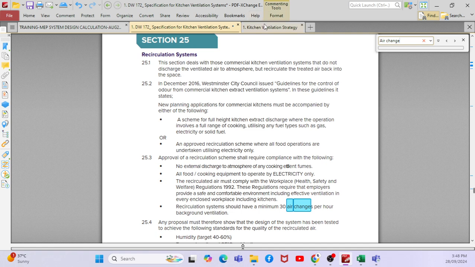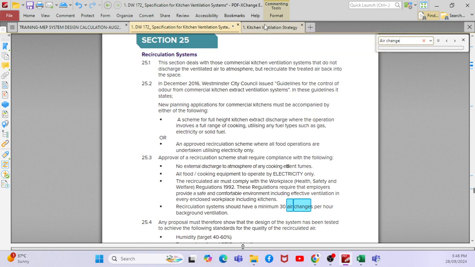Because I had a project where we were doing the kitchen ventilation, I think it was in a concept stage. I remember them using 50 air changes per hour for the main kitchens, and for the smaller kitchens they went for like 30 or 40. So I wanted to know what was the reasoning behind it. That's why I wanted to know, as per DW 172.